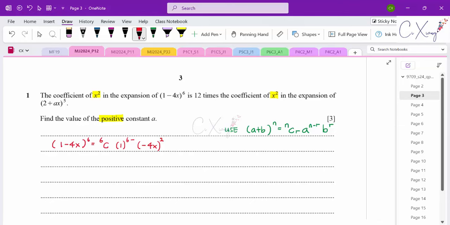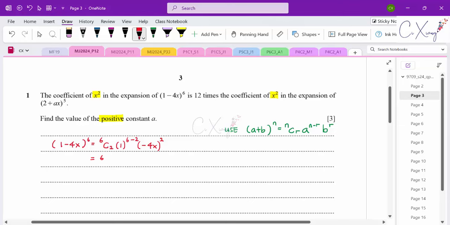So if this is a 2, then this is basically a 2. This is also basically the 2. So in short, you're having 6C2, 1^4, and then (-4x)^2. Try to expand it and get the coefficient, which is 240. The whole term is 240x squared.